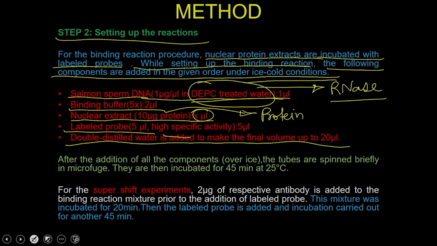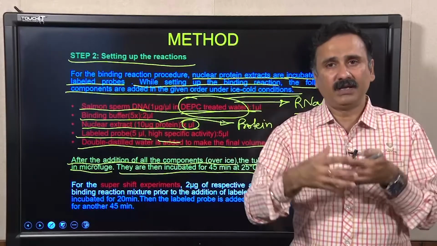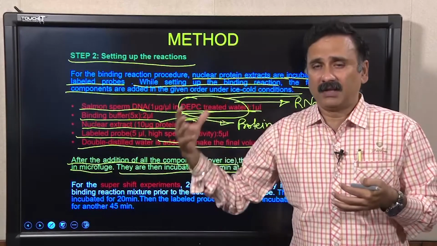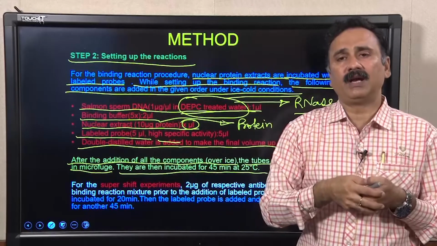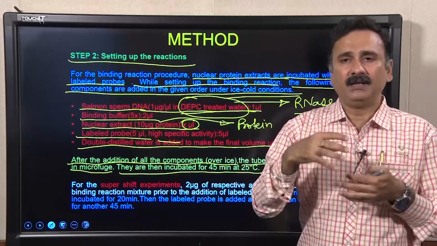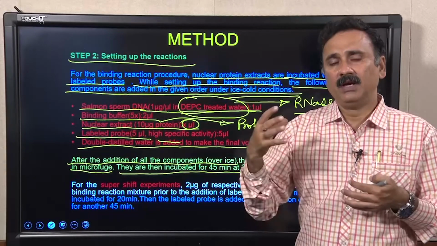Then you have to make up the volume with double distilled water. After the addition of all the components over ice, the tubes are spun briefly in a microfuge so that you can collect all the reaction mixture, and then they are incubated for 45 minutes at 25 degrees Celsius, so that there will be interaction of the transcription factors present in the nuclear extract with the oligonucleotide we are adding, and it is going to form the complex.